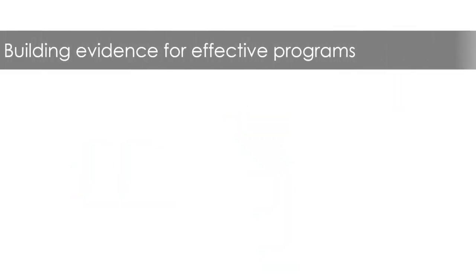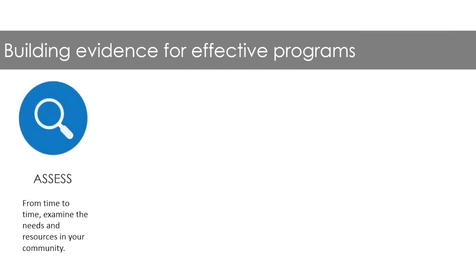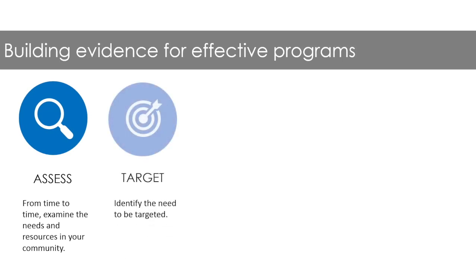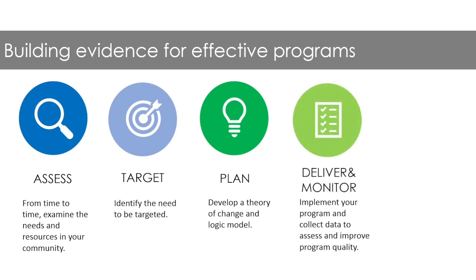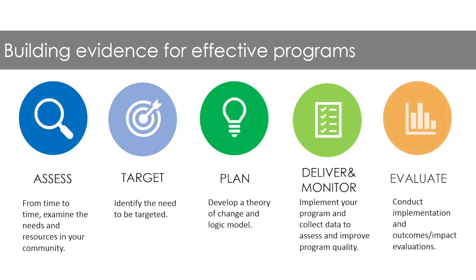Before we learn about Step 4, let's review the overall process. The basic idea is that you'll want to assess the needs and resources in your community, identify the need to be targeted, create a plan, and then implement your plan to deliver your program and monitor its quality. Once your program is running smoothly, you might want to take that final step of conducting an evaluation.